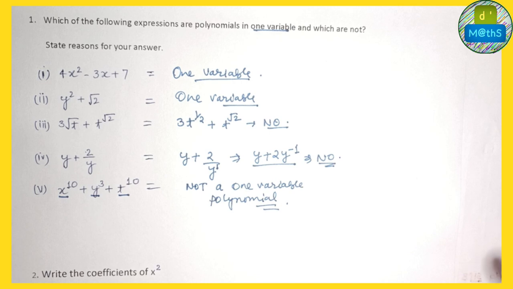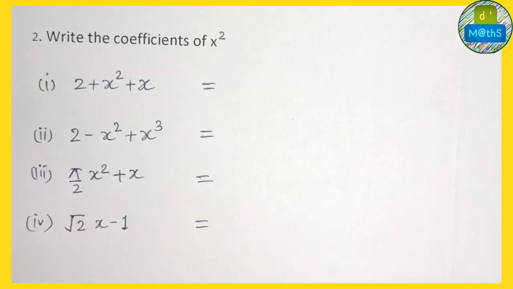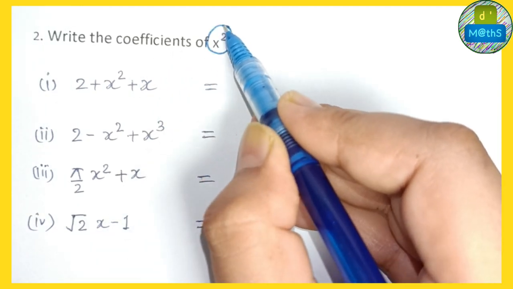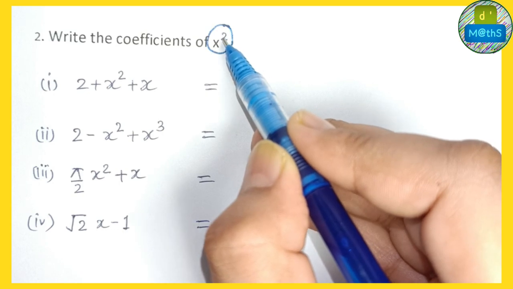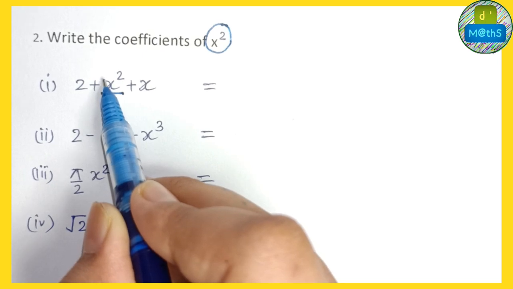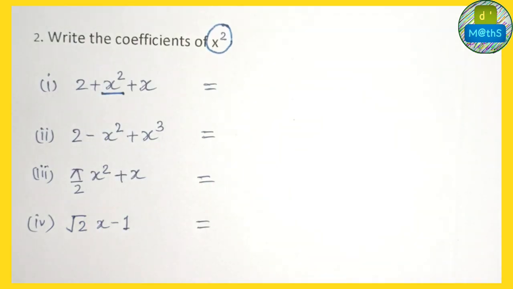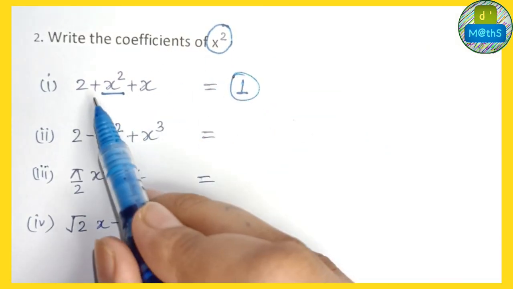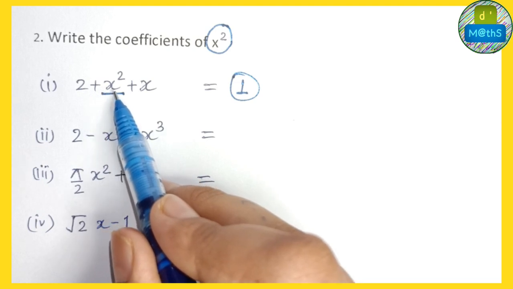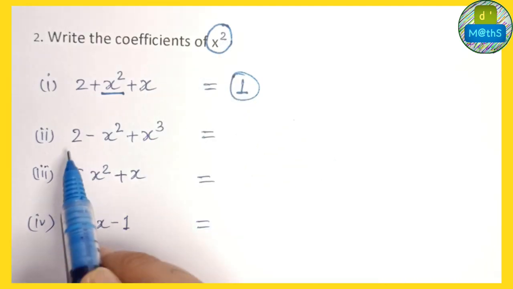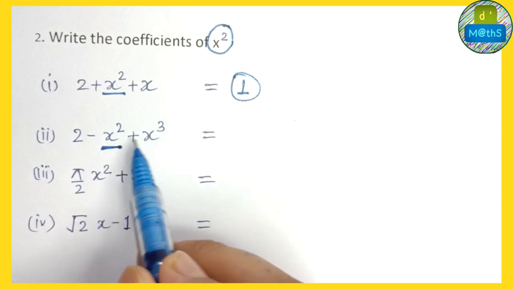I hope you understood. Now we are going to solve your question number 2 from exercise 2.1. The question is, write the coefficient of x square. Be careful, the question is asking about the coefficient of x square. So x square is your variable and the coefficient will be the constant that is multiplied with your variable x square. In the first equation you can see there is only x square, but you can assume there would be 1, because if 1 is multiplied with x square, its value will be unchanged, so we can assume 1.